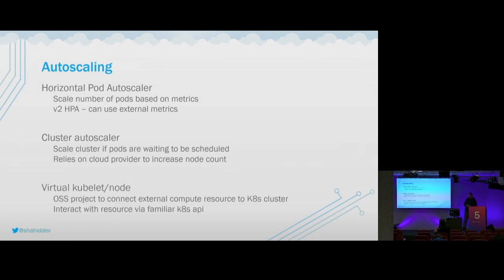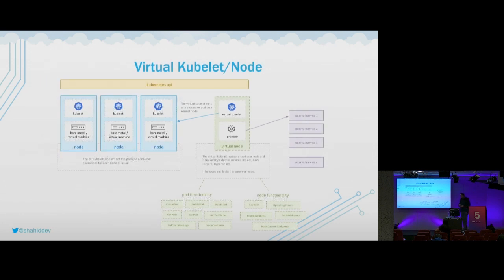This is where the virtual kubelet project comes in. Virtual kubelet was a project created by the Deis team, which is now the Microsoft team who work on the Kubernetes area. Essentially, it's a component that allows you to connect external compute resources into your cluster and make it look like a node. So you interact with this compute through the familiar Kubernetes API, but it's actually running outside of your cluster somewhere else. Let's take a look at how this works.